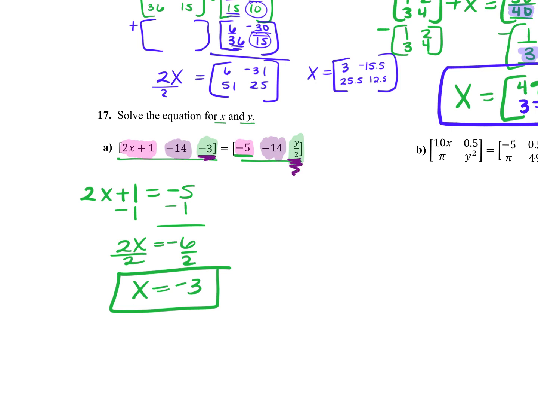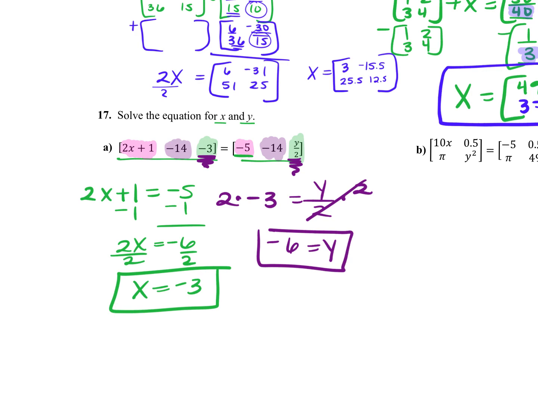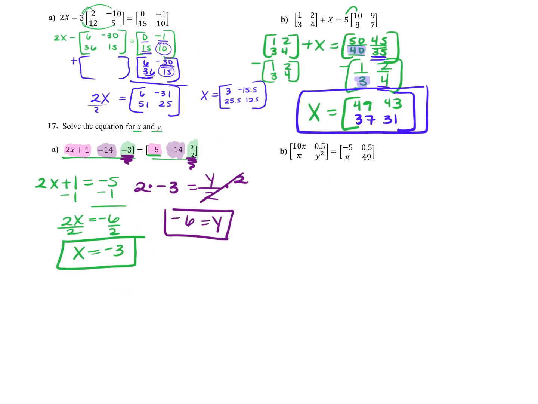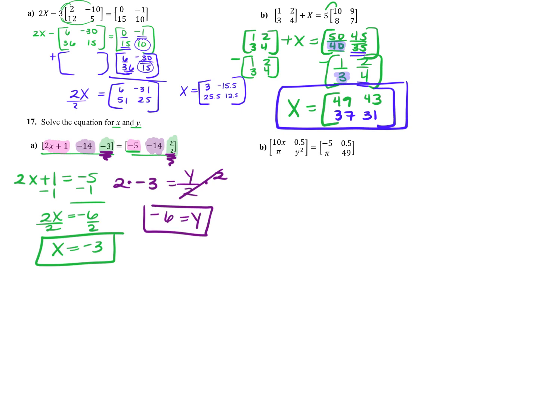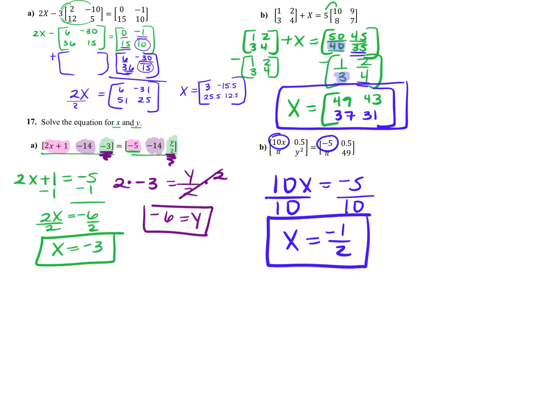And then you'll do the same thing for your y. So here's y. That's equal to the -3 over here. So -3 equals y divided by 2. So if we're going to solve for y, we're just going to multiply both sides by 2. So y is -6. Okay. All right, last one. This is 10x has to equal -5. So 10x equals -5. We're going to divide by 10. So x equals -5 over 10, which is -1/2. And then we're done there.